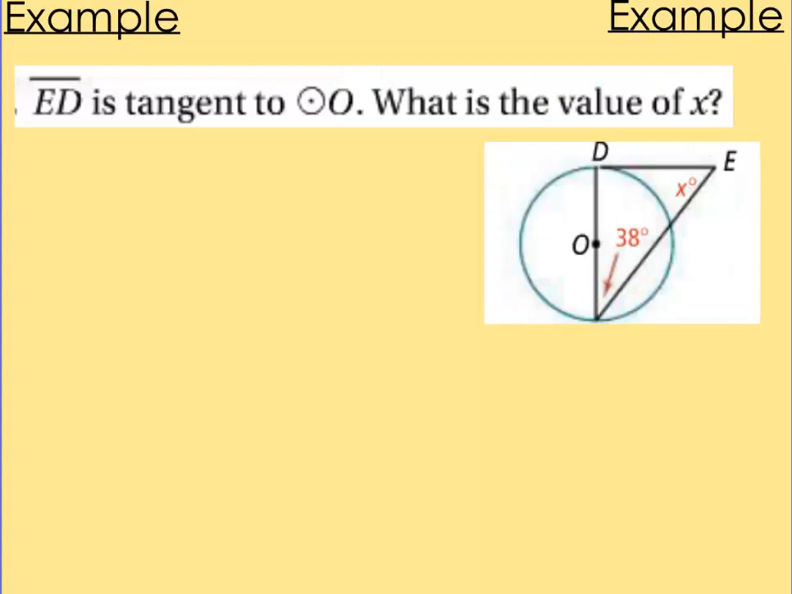Let's try some more examples. Pause the video. All right. If ED is tangent, that means this is going to be a right angle. And if this is 38 and this is 90, then what's left is 90 minus 38, and that's got to be 52. So that's your answer for X.